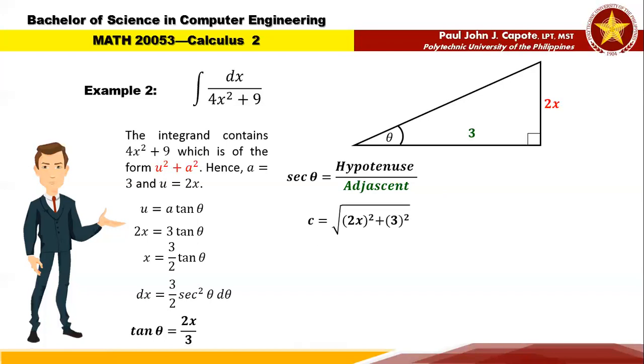So we have c is equal to the square root of 2x raised to 2 plus 3 raised to 2. Simplifying this, we have c, or the hypotenuse, is equal to the square root of 4x squared plus 9. So we have the equivalent expression for secant theta is equal to the square root of 4x squared plus 9 over the adjacent, which is 3.